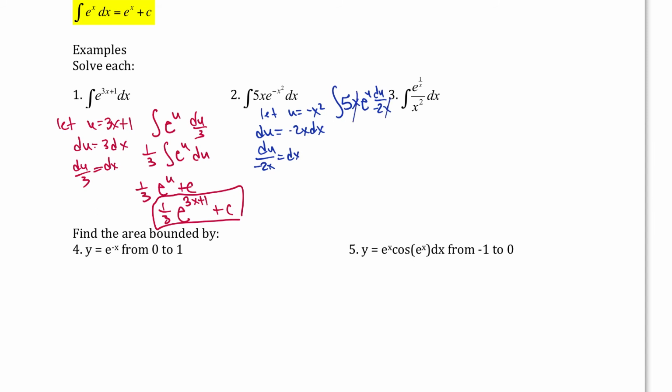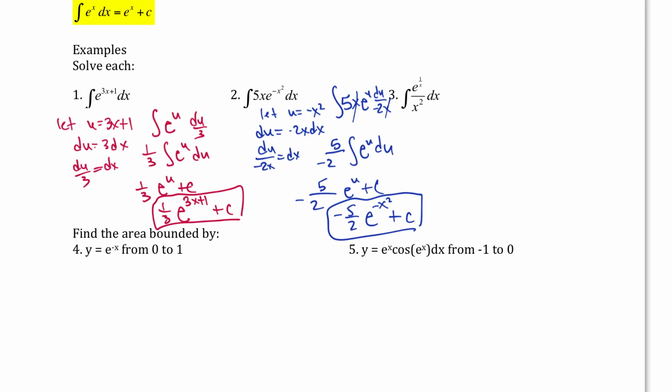Well, the x's go away, so then I end up with 5 over negative 2 integral of e to the u du. So this becomes 5 over negative 2 e to the u plus my c. So negative 5 halves e to the negative x squared plus c.